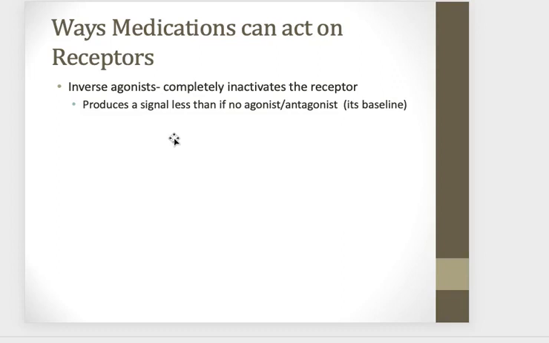And an inverse agonist, which you don't see very often, but it is a way that medication works, completely inactivates the receptor. So it produces a signal less than if the agonist or antagonist is on it. So in the range of no action to action, you get inverse agonist, antagonist, partial agonist, and agonist, going from no action at the receptor to full action.